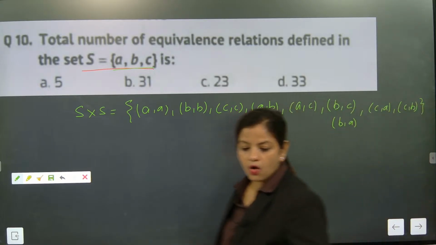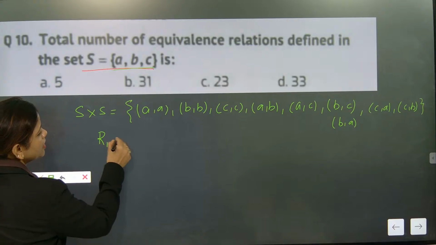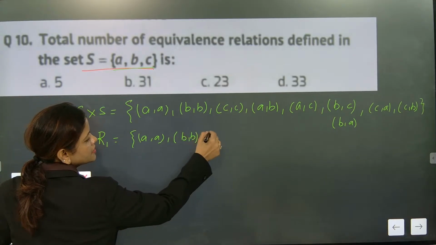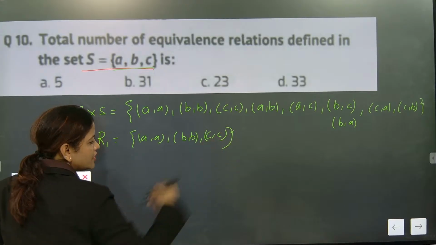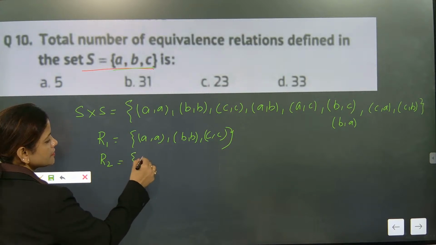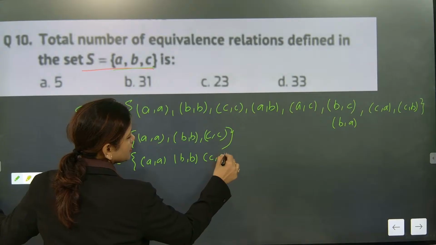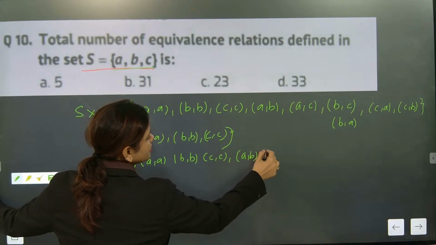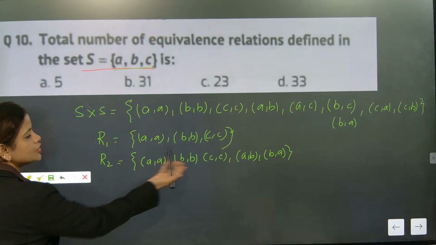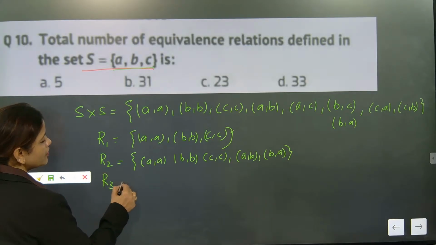Understood? Now, beta, how many equivalence relations are possible? First equivalence relation will be what? Only AA, BB, CC. 100% it is the first equivalence relation possible. Second equivalence relation: AA, BB, CC will be there, and AB and BA only are present there. Correct? This is also equivalence. Third one, what will be possible?